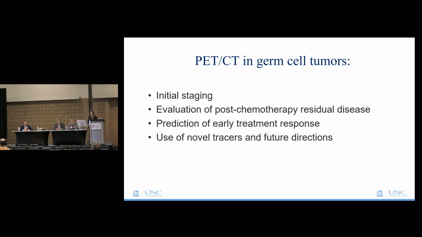I'm going to go through staging, then evaluation of post-chemotherapy residual disease, which is really the meat of use of PET in testis cancer, and then talking about prediction of early treatment response, a little bit similar to some of the stuff we just saw in bladder cancer, and then a comment on some novel tracers and future directions.